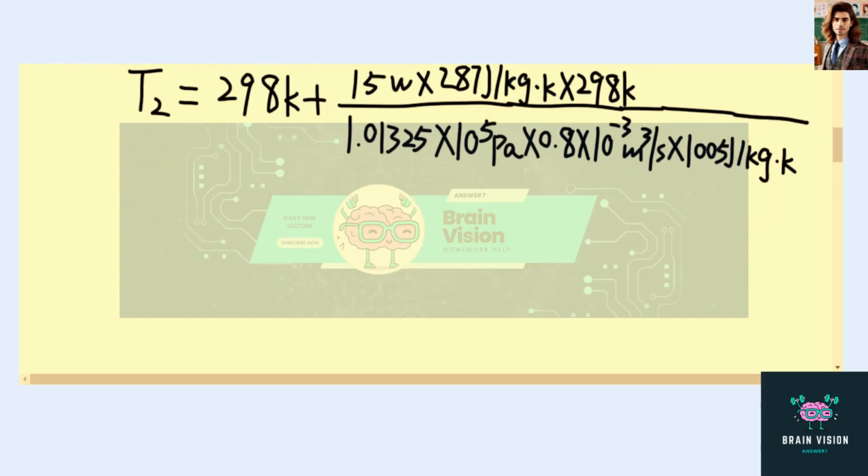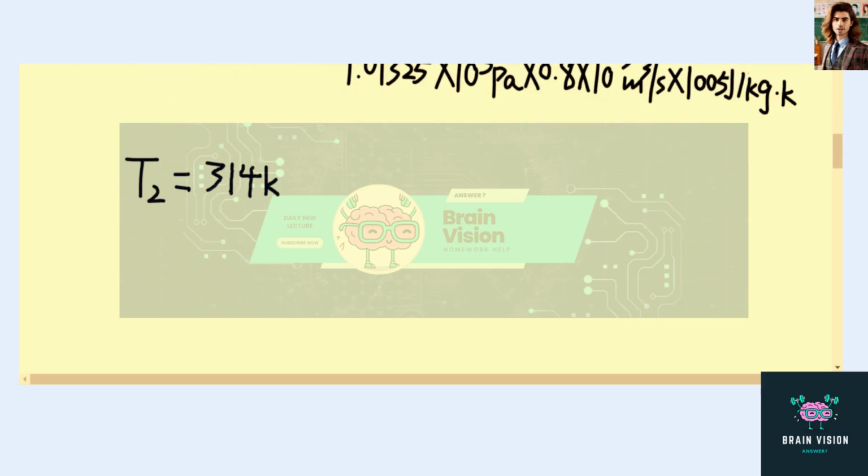And this will give us the final temperature for the air, or the exit temperature for the air, which is about 314 Kelvin. Okay, so this is the average temperature at which the air leaves the hollow core. If we convert it to degrees Celsius, it's about 314 minus 273, which is 41 degrees Celsius. And this is the answer for this question.